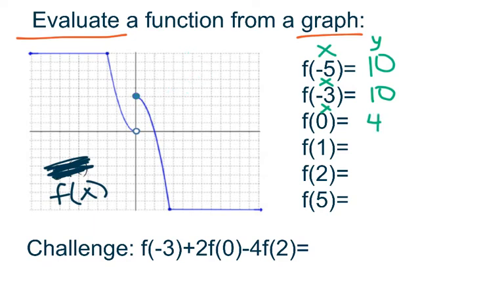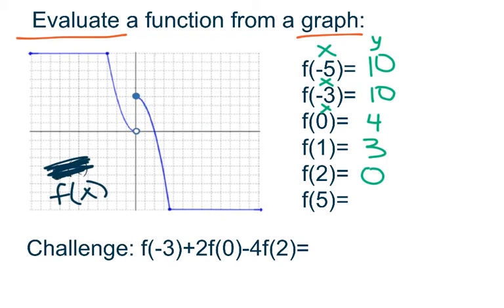Alright, next one. When x is 1, what's y? I would have to choose this point. When x is 1, y is 3. Next one, f of 2. The only point that it works for is that one, (2, 0). So when x is 2, y is 0. And then the last one, f of 5.